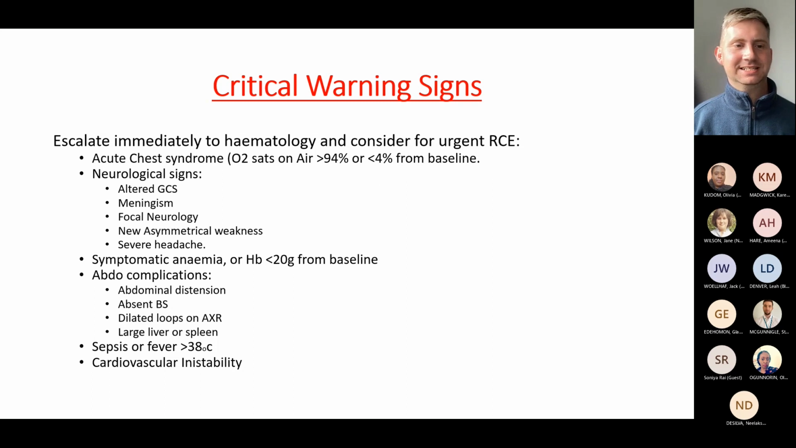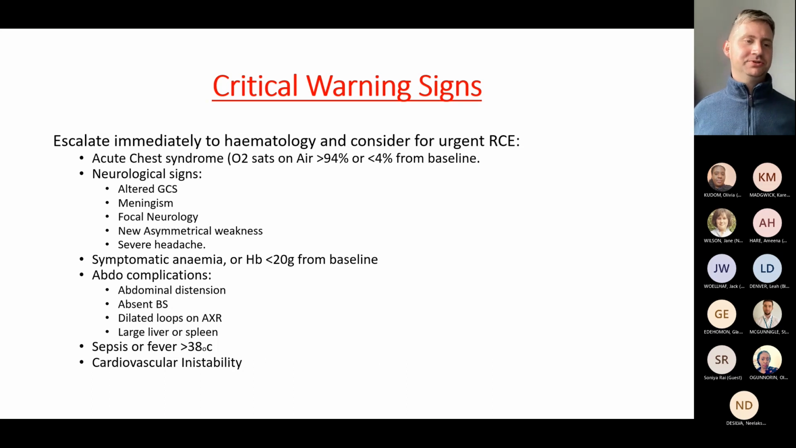Give you guys the answers. So we escalate immediately to haematology and consider for urgent red cell exchange. So if we think they might have acute chest syndrome, like Olivia says, if their saturations are lower than 94% on air or more than 4% from baseline, sorry.